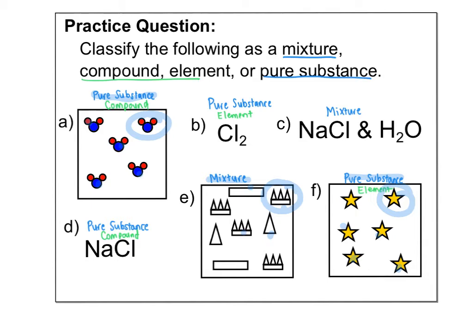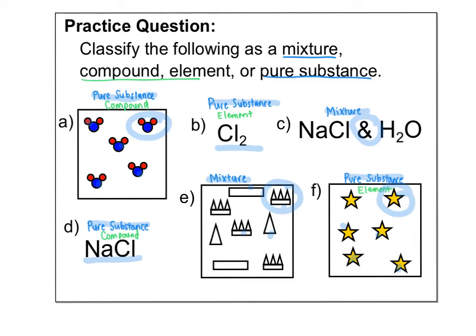Now let's look at the chemical formulas. This is Cl2, so capital C, lowercase l. I see one capital letter, pure substance. Oh, excuse me, let me rewind. Got ahead of myself. I don't want that. There we go. Let's go back. I see that it's one formula. That's what makes it a pure substance. Here, one smushed together formula, pure substance. Here, I see the ampersand, NaCl and H2O. That's what makes it a mixture.